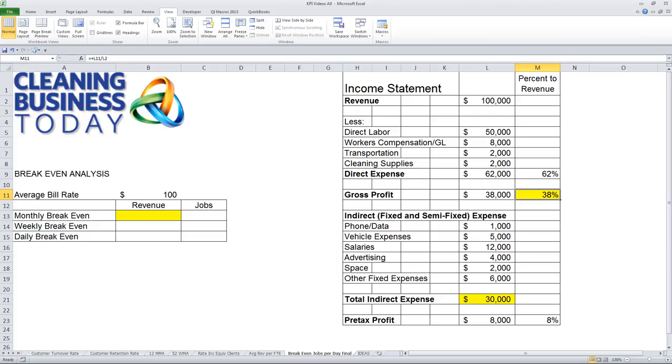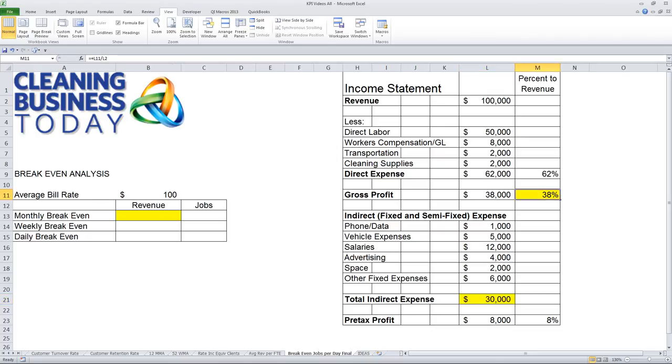And that's basically just after we take out all of our variable expenses, we wind up with a dollar amount, take that dollar amount and divide it by our revenue. In this case, it comes out to be 38%. So once we know what our fixed and semi-fixed expenses would be, we're going to, again, call it indirect expense at $30,000 in this example.